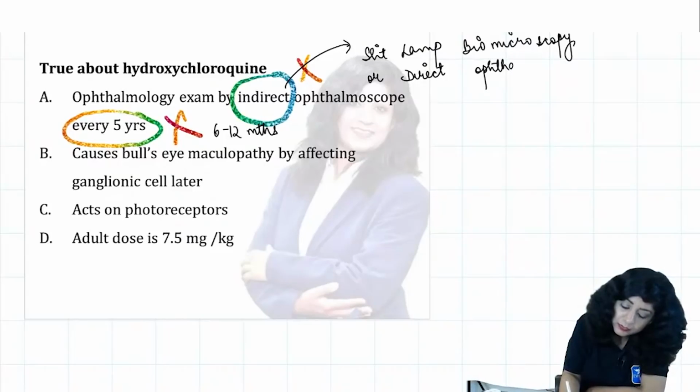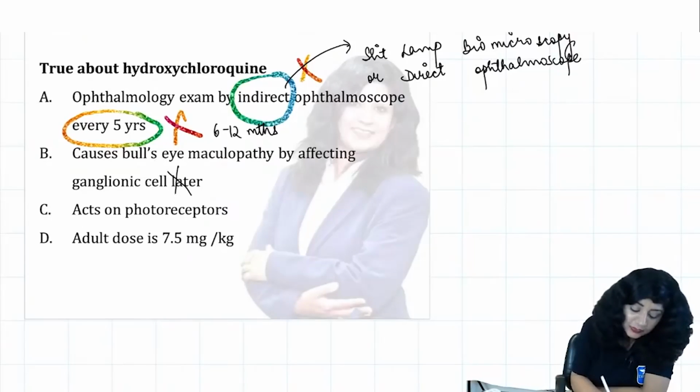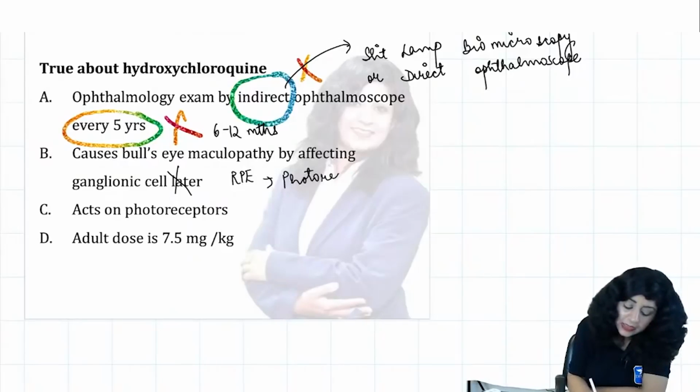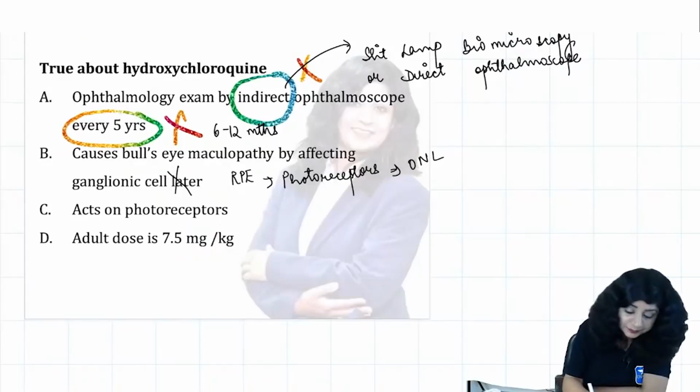Direct ophthalmoscope we are going to use, not the indirect. Causes the bullseye maculopathy by affecting the ganglionic cell layer? No, it was affecting the RPE layer, then the layer of the photoreceptors, and after the photoreceptors it is affecting the outer nuclear layer. So this is also wrong.